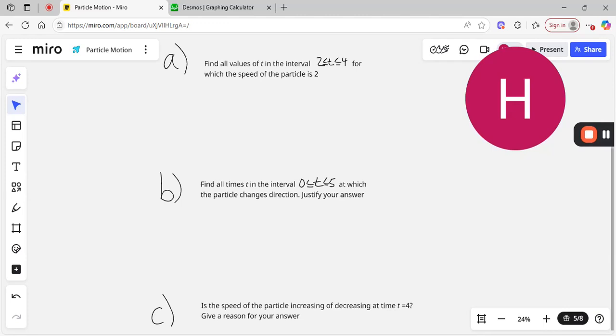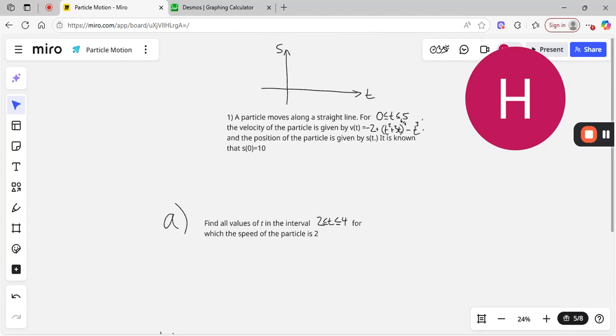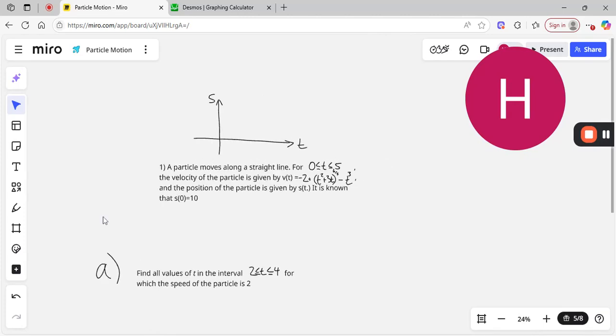Okay. So after you've given yourself some time to try it for yourself, you could also just use a TI calculator. That is fine. It's a little harder to use it, but you could. Then when you're ready, unpause the video, join back, and see how we did it here.